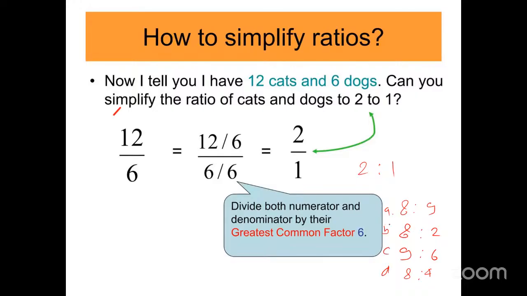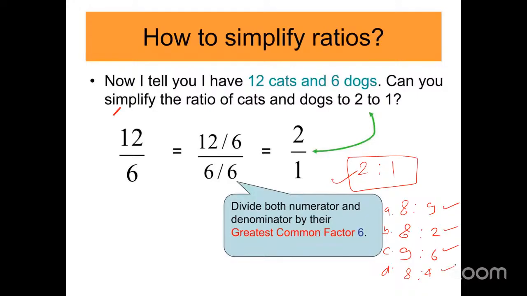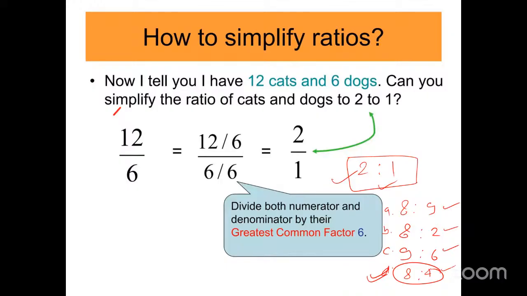Can you tell me for this ratio which pair is correct? 8 and 2. So that's okay. Sometimes it can be 8 and 4. Sometimes it can be asked what is the simplified form. So it depends on the question. We'll be tackling the questions in your worksheet, but now we are understanding the concept, right?